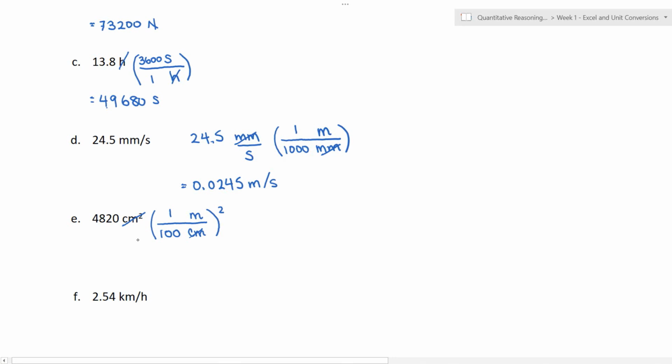So when I type this on my calculator this time, I need to type it out as 4,820 times 1 squared, which 1 squared is still 1, so that doesn't change anything, divided by 100 squared. So that squared on the bottom is really important. A lot of people forget to type it in. So I have to remember that, and I get 0.482, and my units are now meters squared.